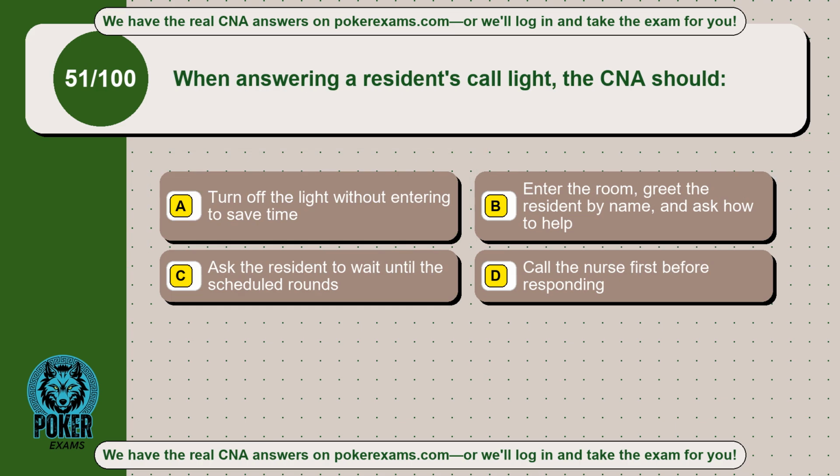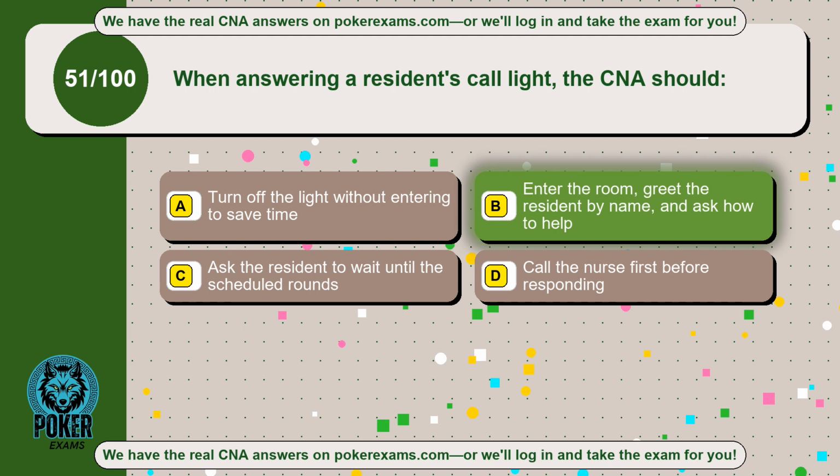Question 51. When answering a resident's call light, the CNA should: Option A. Turn off the light without entering to save time. Option B. Enter the room, greet the resident by name, and ask how to help. Option C. Ask the resident to wait until the scheduled rounds. Option D. Call the nurse first before responding.